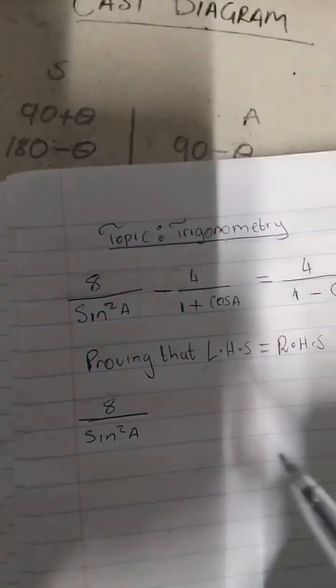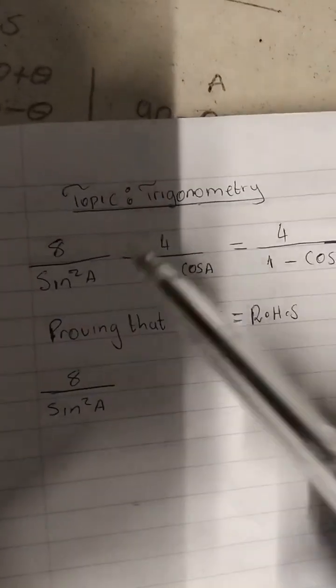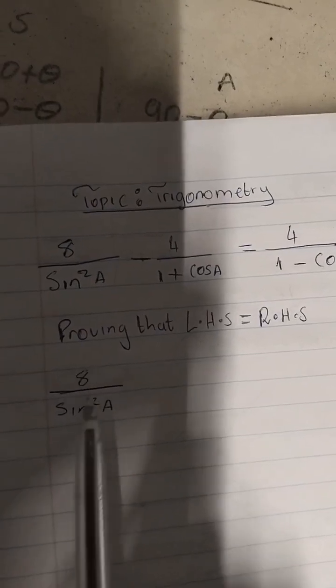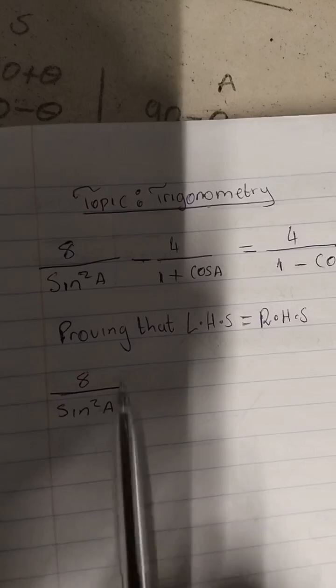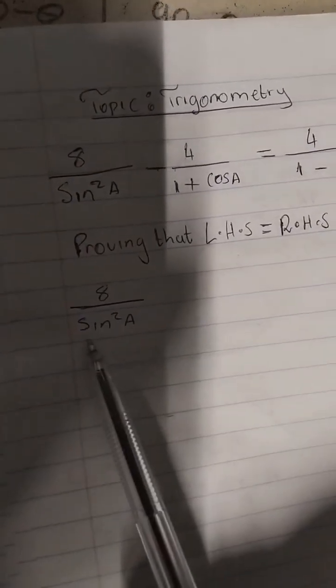Squared A. Don't rush to the identities. Ne? Don't rush to identities. You should substitute while you have a plan of identities. So I will just have 8 over sine squared A. What is it that I'm going to multiply my first term with? Remember, this to that and this to that. So let's go back. What is it that I'm going to multiply my first term with?